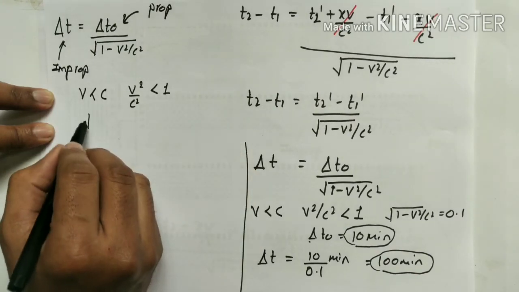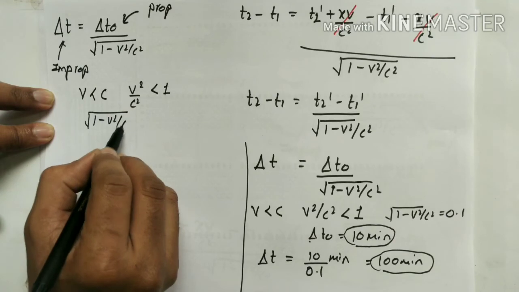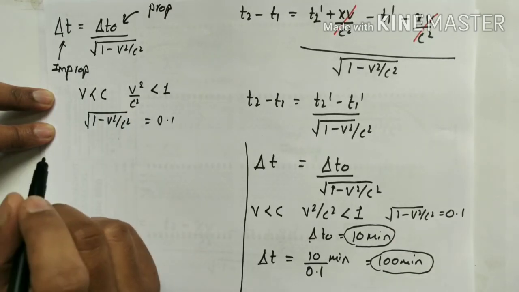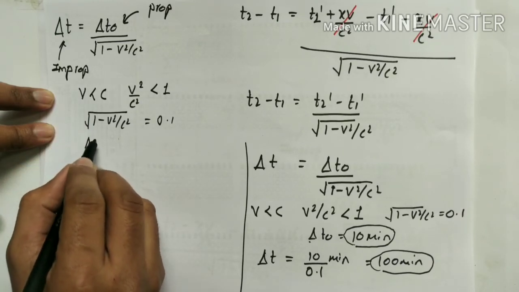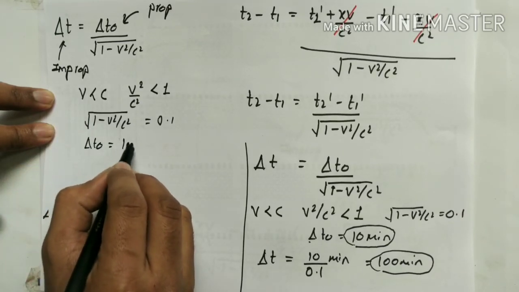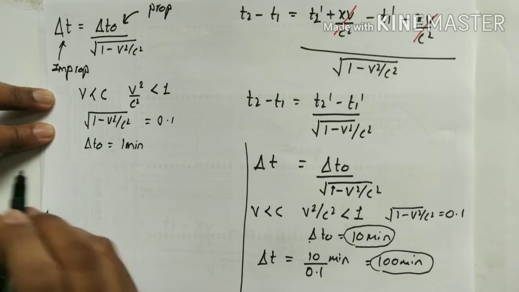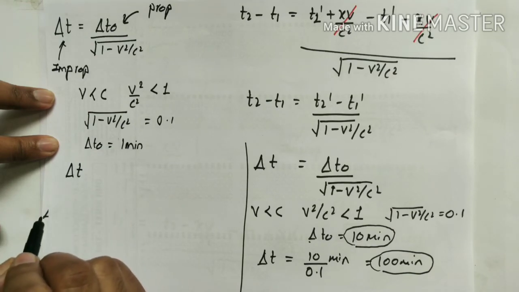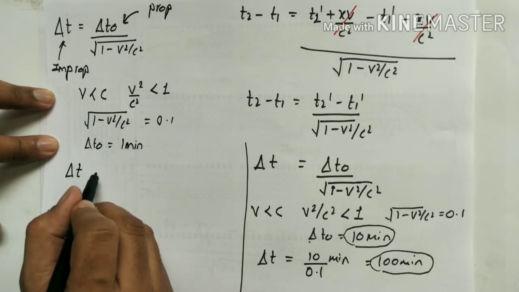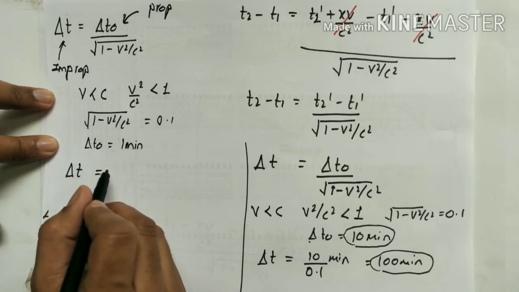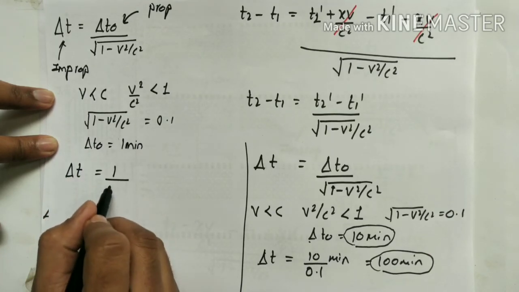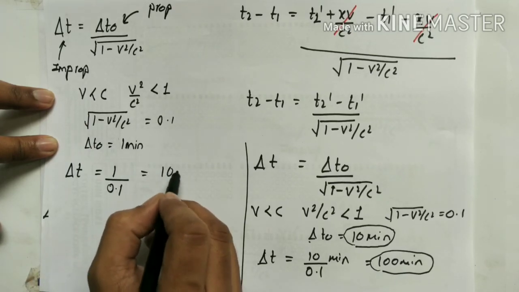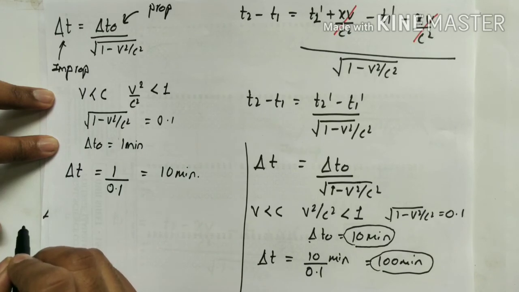Let us take this whole factor, root of 1 minus v square by c square, equal to 0.1 to understand the meaning of time dilation. Let us take this time interval t0 to be 1 minute or 1 hour. Now let us try to find what this time interval will be in the improper frame of reference, that is delta t. So delta t will be equal to delta t0, that means 1 minute, divided by this whole 0.1. Now this will be equal to 10 minutes.